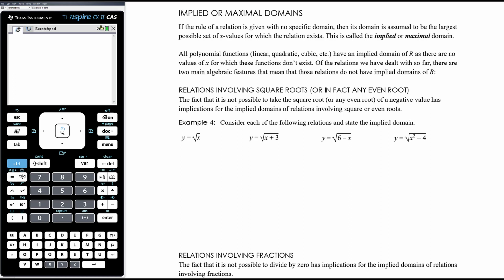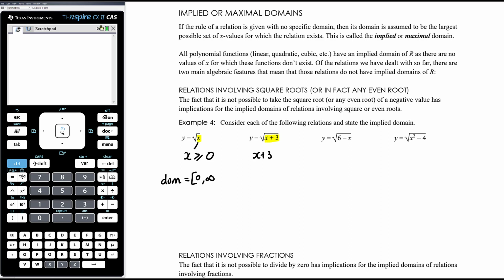So let's consider each of the following relations and state the implied domain. So y equals the square root of x. So we know that whatever's under the square root has to be bigger than or equal to 0. Okay, so we know that that thing, x, has to be bigger than or equal to 0, which means that the domain here is going to be everything from 0 to infinity. Same applies here. No matter where the square root is in your function, whatever's underneath it has to be bigger than or equal to 0.